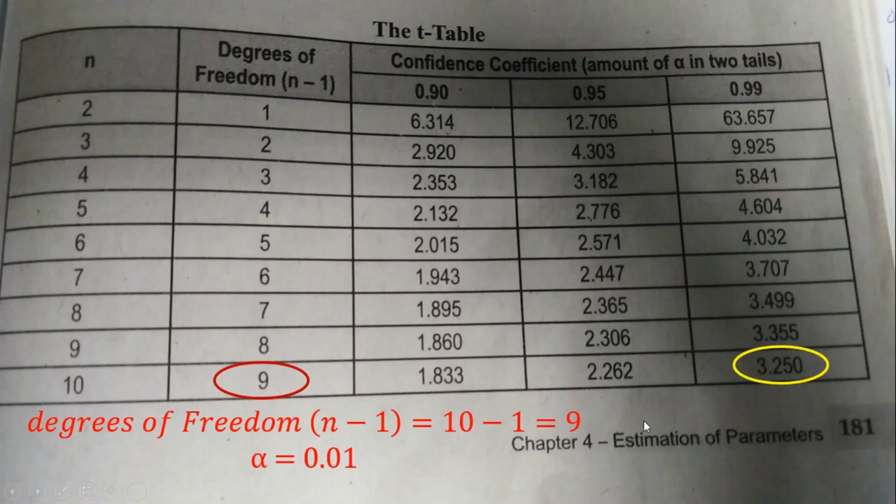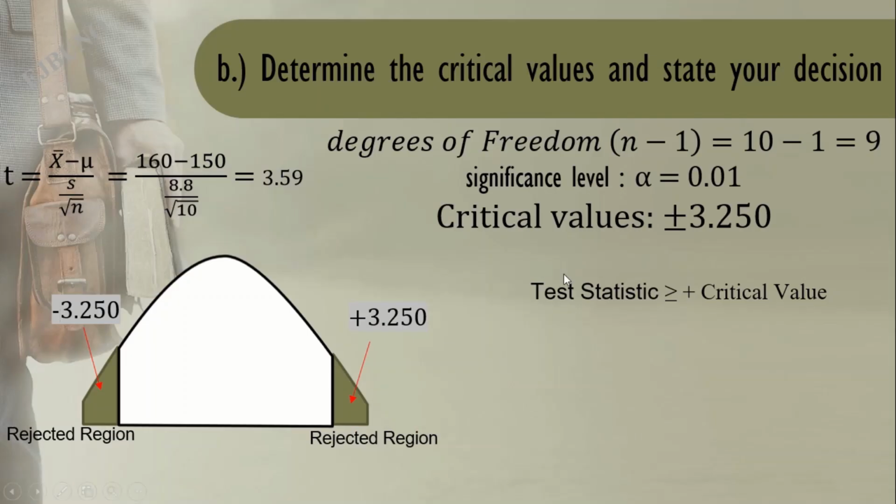Using our alpha at 0.01. Diba 9 yung nakuha natin, tapos yung alpha natin is 0.01. So, meron tayong 3.250. Yun yung critical value natin. So, our critical values are positive, negative 3.250.